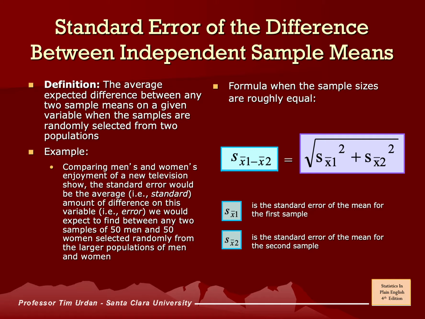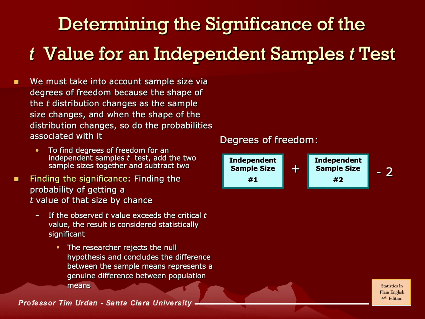The standard error of the difference is what we're using here, which is the average expected difference between two sample means. So based on my sample size, what is basically acceptable for it to be different? We know two things are never going to be identical in calculations. And then we have to determine the significance of the t-value within the t-test.